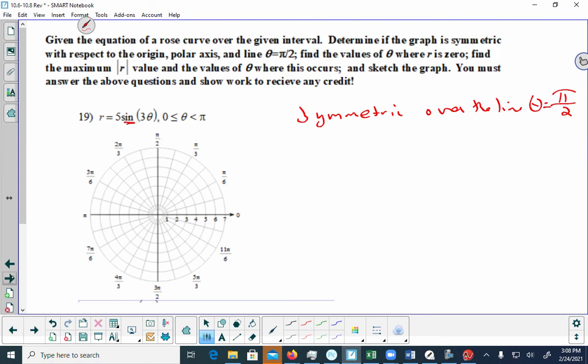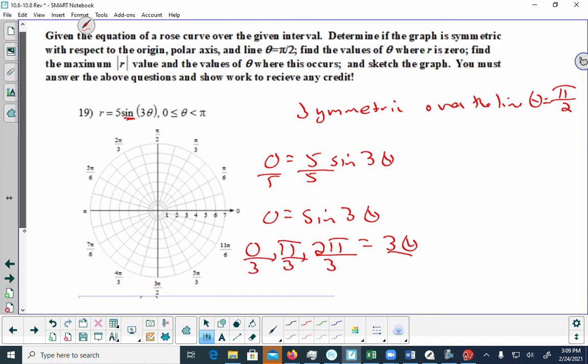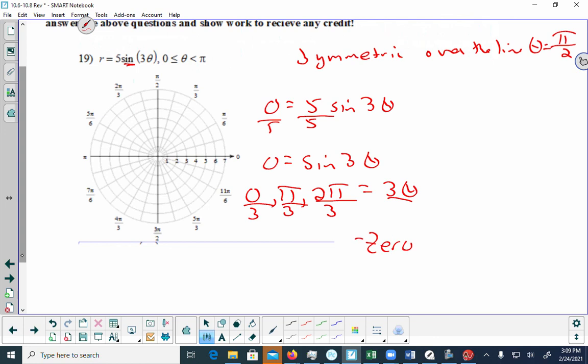It says find the values of theta where r is 0. So I'm going to set this equal to 0. So 0 is equal to 5 sine 3 theta. Divide both sides by 5. 0 is equal to sine of 3 theta. Then I ask myself, when is the sine equal to 0? And that's going to be 0, pi, and 2 pi. And I'm going to set those equal to 3 theta. And then to find just 1 theta, I divide everything by 3. And so my zeros are going to occur at 0, pi over 3, and 2 pi over 3. There are more zeros, but those are good.